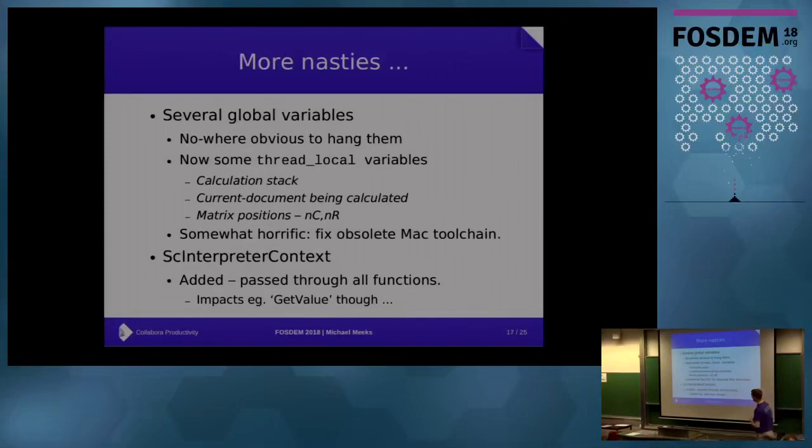There are even more nasties, more global variables left and right. As we started to look at these, it's nowhere obvious to hang them that would actually be sensible. So we have a whole load of thread local variables for the calculation stack, current document being calculated, matrix positions, and a few more. We had to upgrade the Mac toolchain to make thread local variables work, which is slightly unfortunate. Eventually we introduced an SC interpreter context that became more and more things that we wanted to hang somewhere to optimize and improve performance. And so now we pass an interpreter context through many of the functions and try to make that add up.